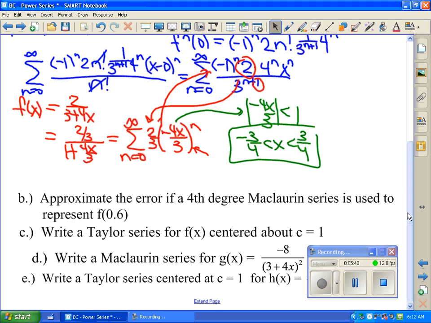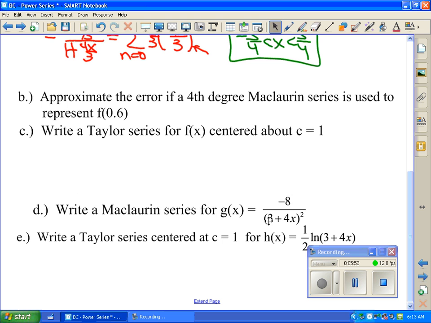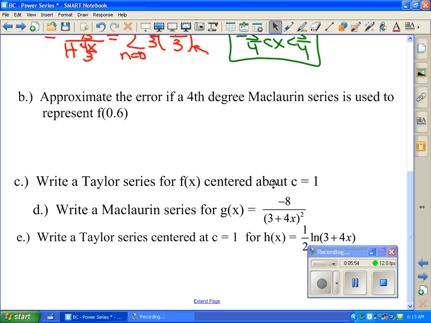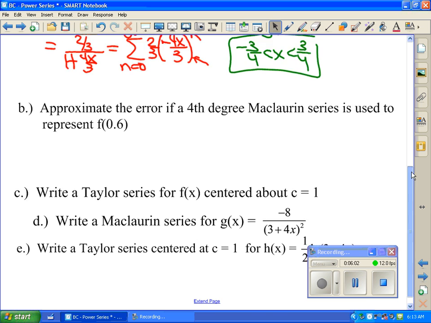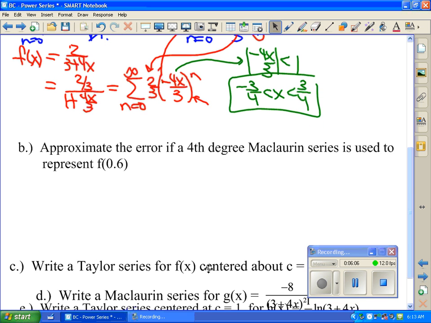Alright, so two ways to do the same series, one using the Taylor definition, and the other one just using our a over 1 minus r technique. Part B, what I want to do is approximate the error if a fourth degree Maclaurin series is used to represent f of 0.6. So I'm going to go up to my definition up here and basically look at what this would be.